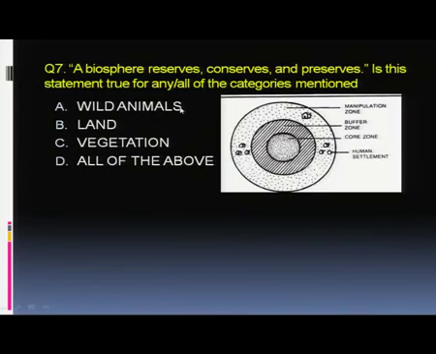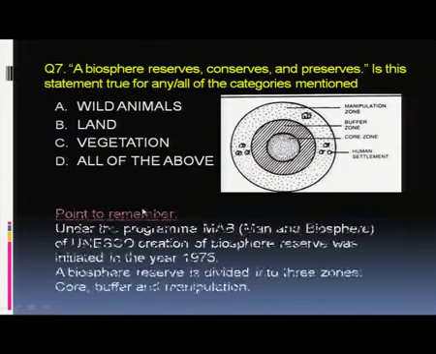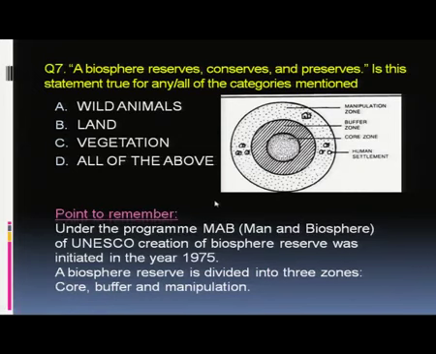So, we can safely say that all these 3 are protected under a biosphere reserve: wild animals, land as well as vegetation. So, the correct option will be D, all of the above. So, what should you remember here? Under the program MAB, Man and Biosphere of UNESCO, the creation of Biosphere Reserve was initiated, which happened in the year 1975. A Biosphere Reserve is divided into 3 zones: core, buffer and manipulation.